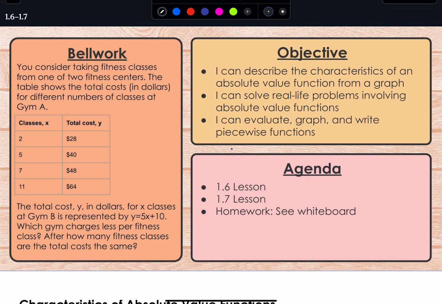Before we get started with the lesson, I want you guys to take just about 5 minutes and work on this bell work. So pause the video for 5 minutes and then come back and I'll go over it.